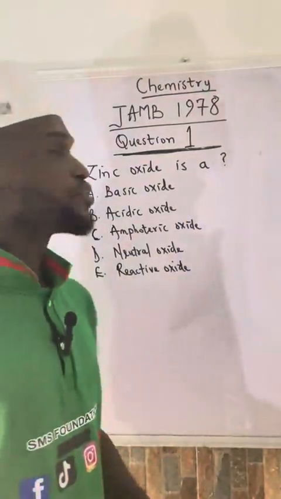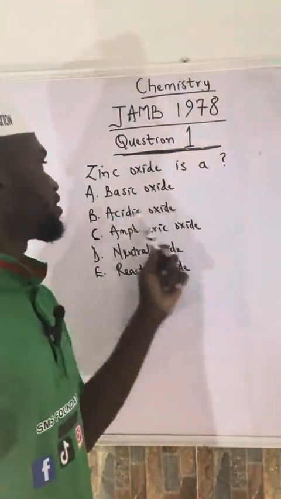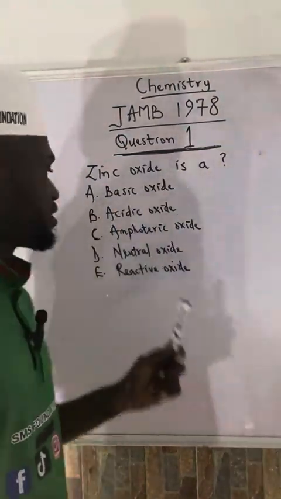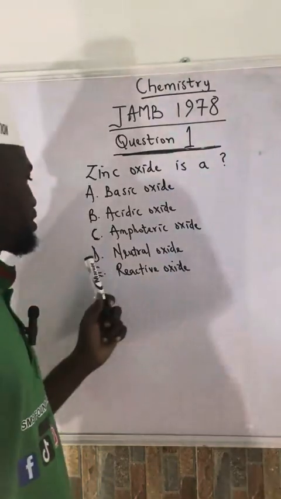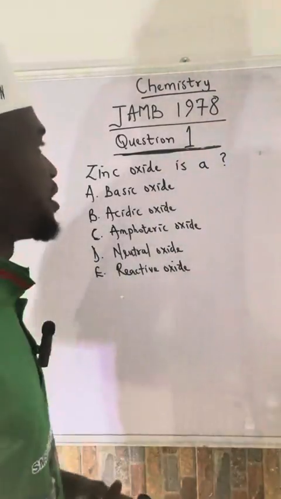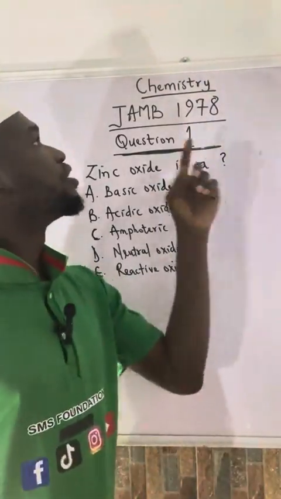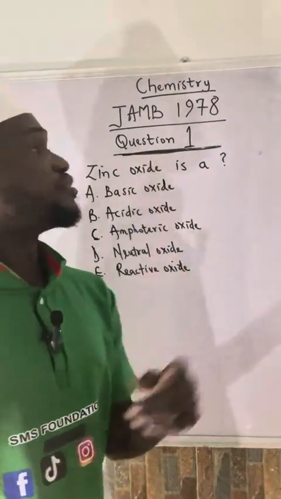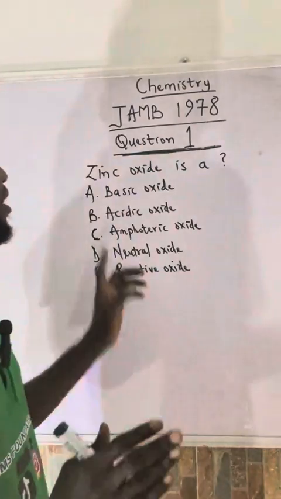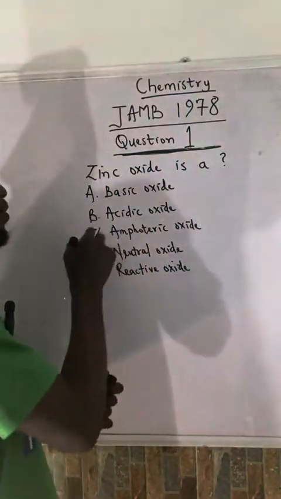Consider this chemistry question. Zinc oxide is a dash. A. Basic oxide. B. Acidic oxide. C. Amphoteric oxide. D. Neutral oxide. And E. Reactive oxide. So this is a question on Chemistry JAM 1978, question 1. Very good. So the correct answer to this question is amphoteric oxide.